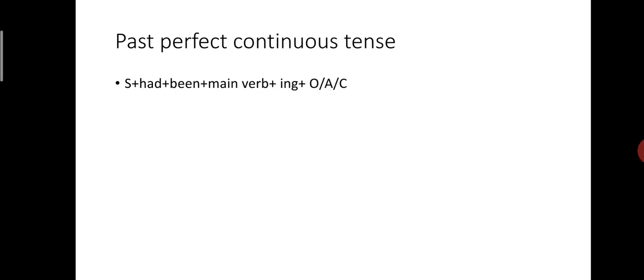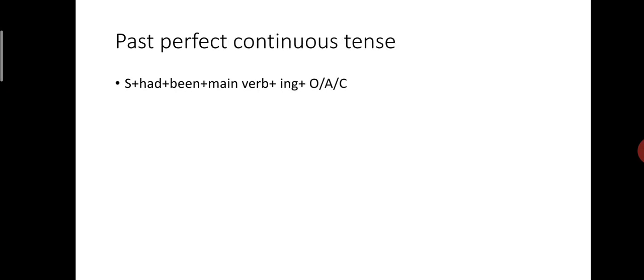Subject plus had plus been plus main verb plus ing plus object, adverbial or complement. It is used to refer to an action that had begun in the past, was continuing at the time, and is not related to the present time. The people had been enjoying Doordarshan during 2000 to 2005. So, it is a past perfect continuous tense. Had plus been plus main verb plus ing. Remember the use of the verb in each tense.